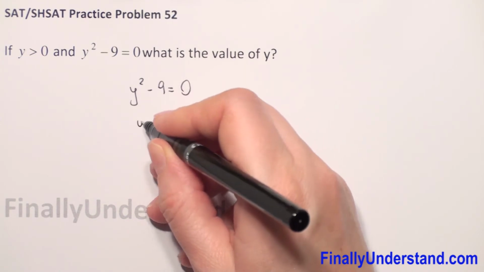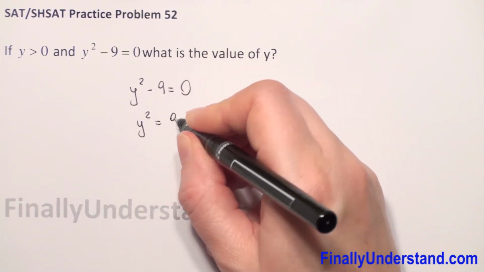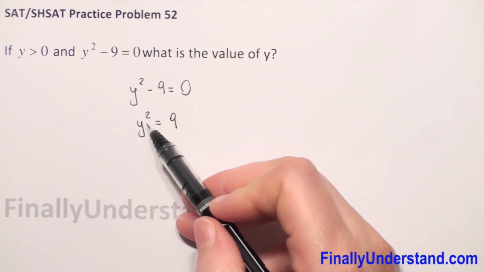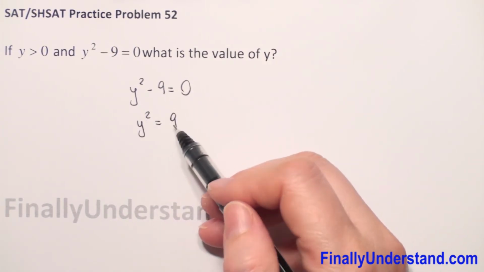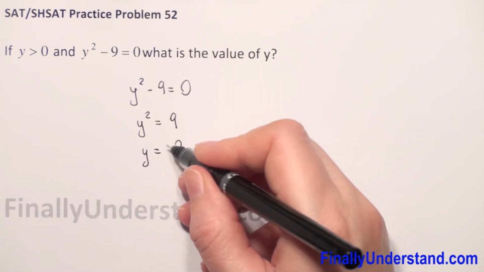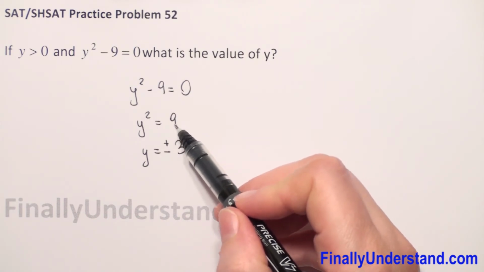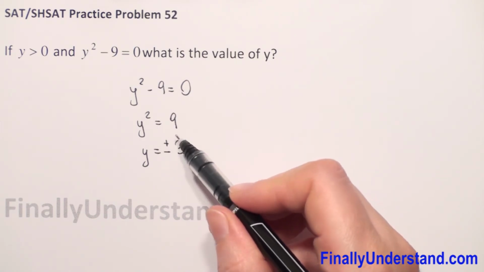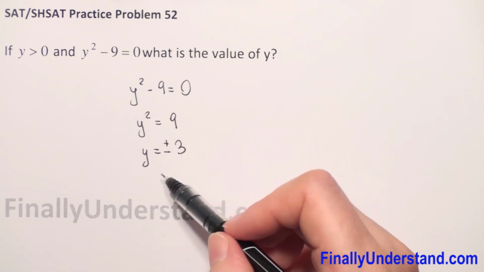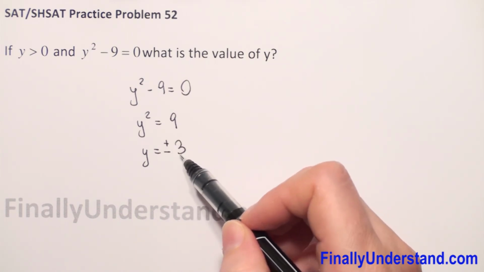to the right side. So we have y squared is equal to, on the other side, positive 9. Which number raised to the second power gives me 9? Of course, it is 3, positive or negative. Negative 3 to the second power gives me 9, and positive 3 to the second power gives me 9. So we have two solutions, negative and positive 3.